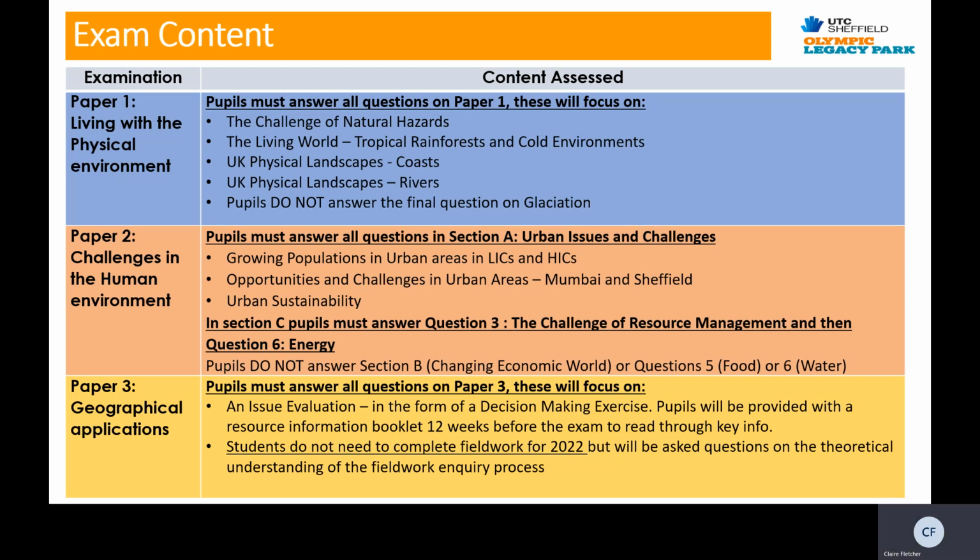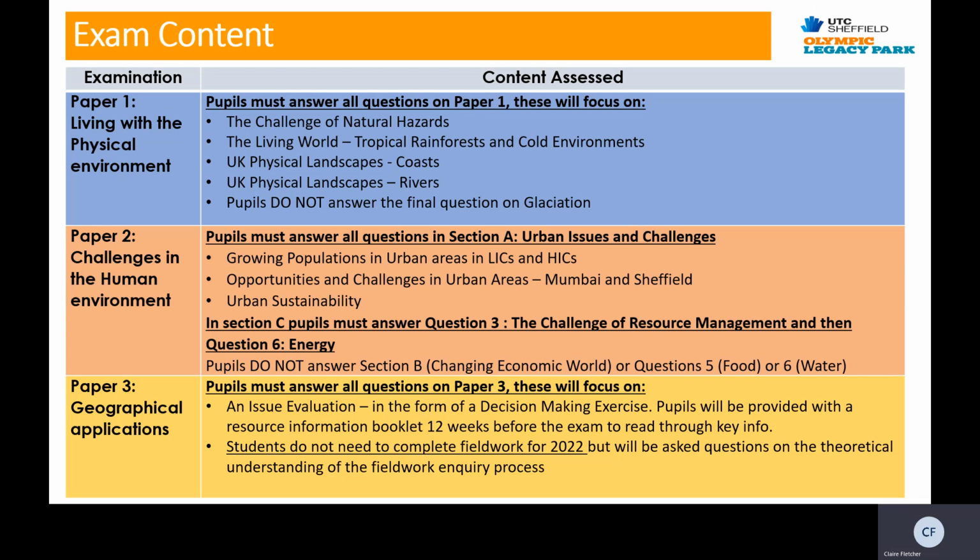Now, the only thing that pupils don't answer a question on in this topic, and this is the same every year, irrelevant of the pandemic or not, is glaciation. Because we've studied coasts and rivers, some schools look at glaciers instead of coasts and rivers. We don't do that. So I have made this explicitly clear that in the exam, the final question on paper 1 for physical environment will be on glaciation, which our pupils don't answer.